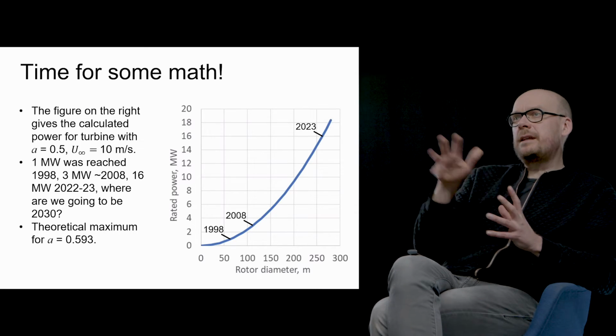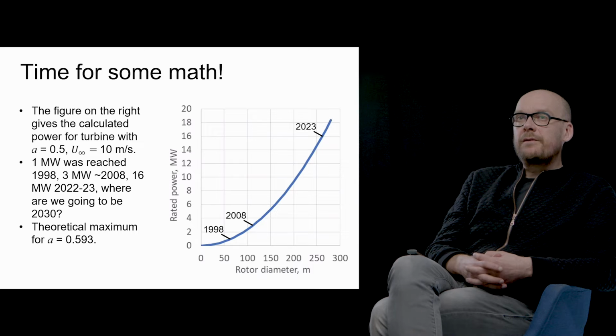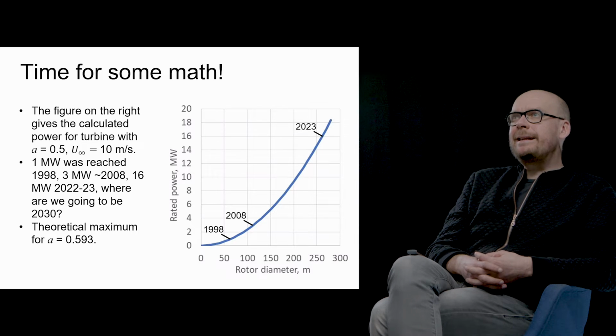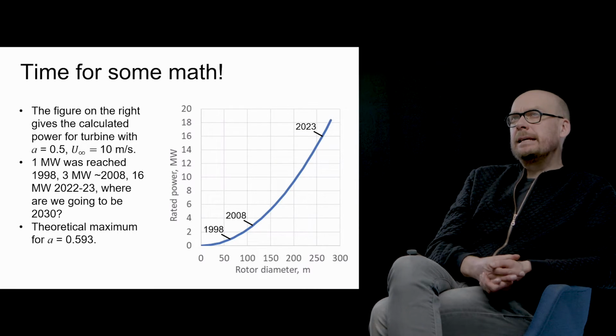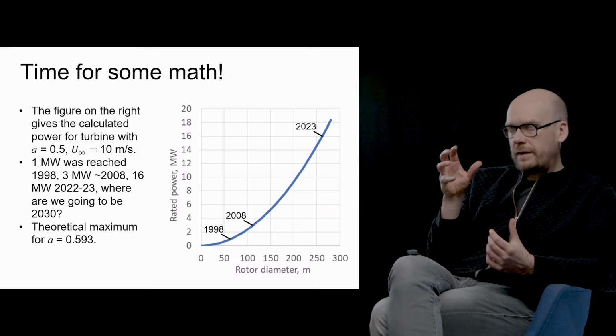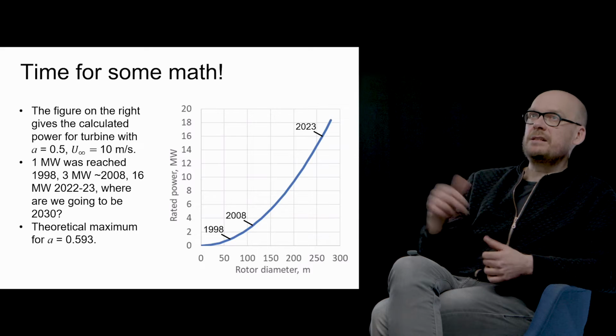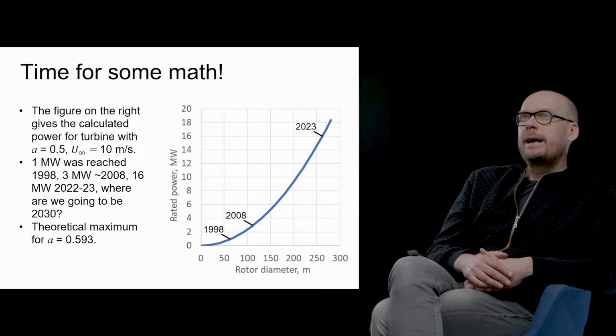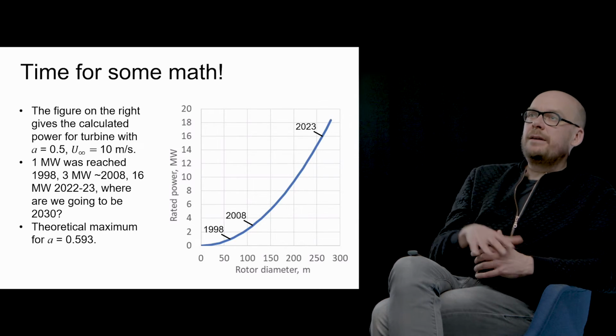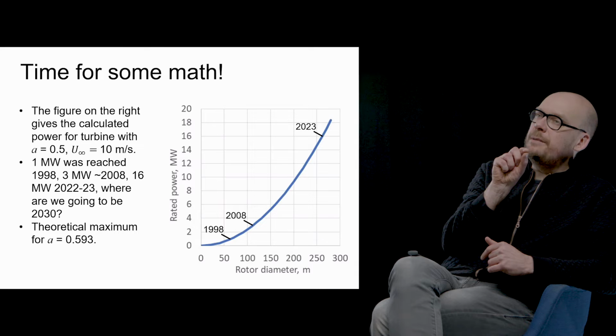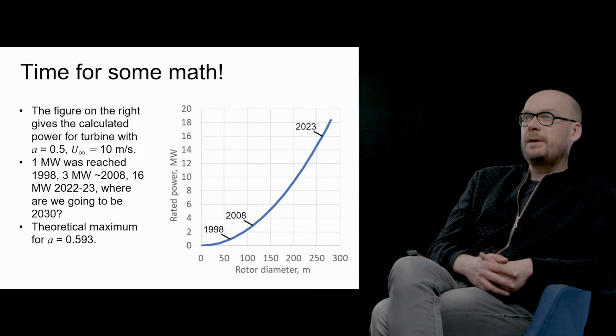What I did, I used Excel to calculate this kind of a curve. And the figure on the right gives the calculated power for a power coefficient equal to 0.5 and free wind velocity 10 meters per second. And this is the curve. It gives the rated power as a function of rotor diameter.